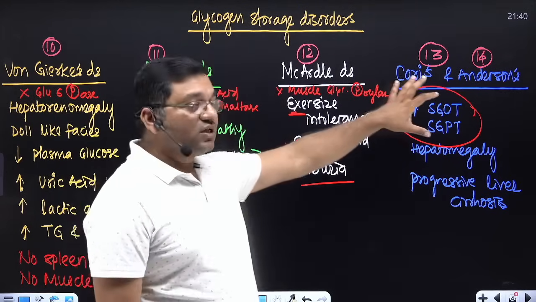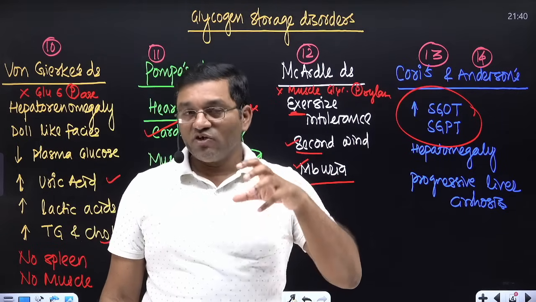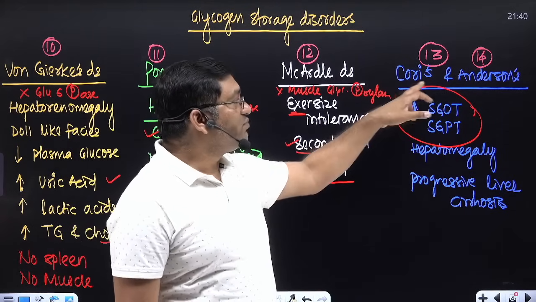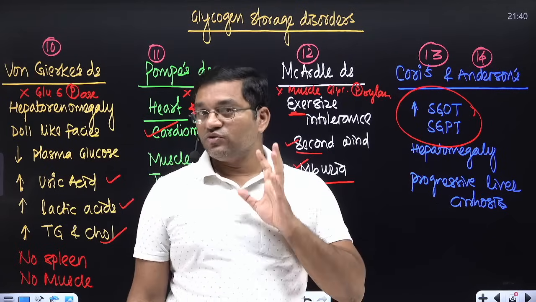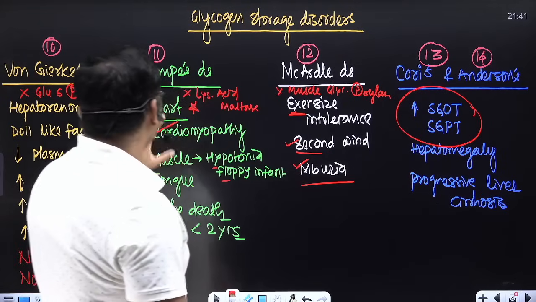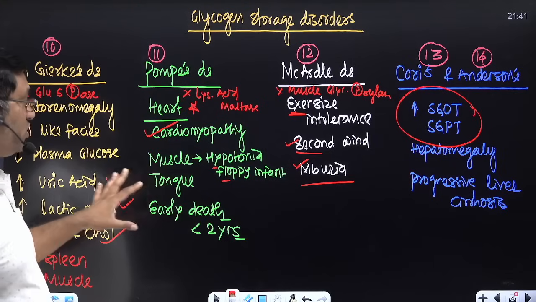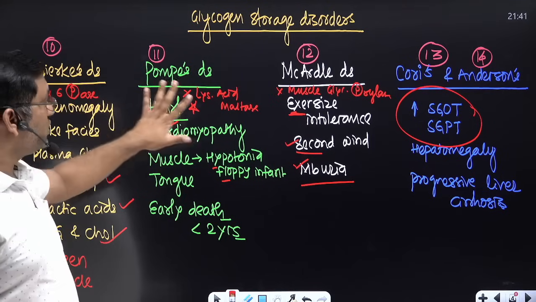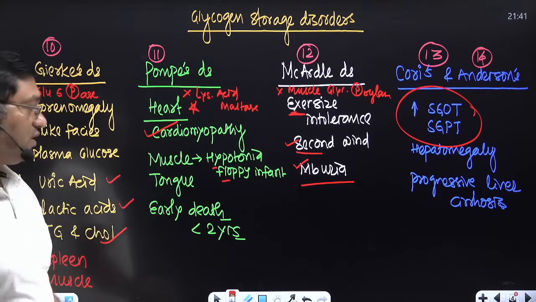In this disorder, there is particularly involvement of the liver, but muscles are also involved in type 3 and type 4 glycogen storage disorder. So these are the important glycogen storage disorders which can be asked in the examination, particularly these three: von Gierke's, Pompe's and McArdle's.